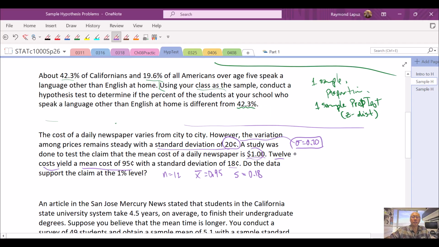Whenever we have the population standard deviation, we generally don't bother with this because we're just going to use the z-test. So in this case, we have one sample, and then sigma given. So this is going to be a z-test. Okay. All right, moving along.